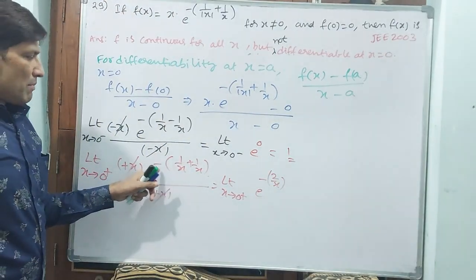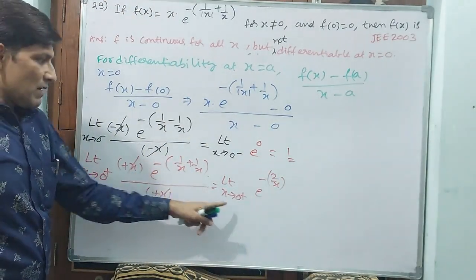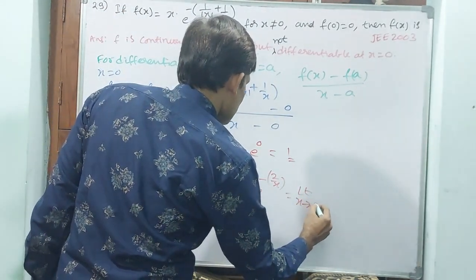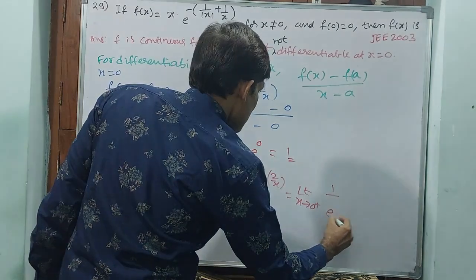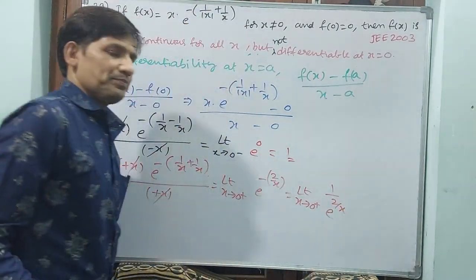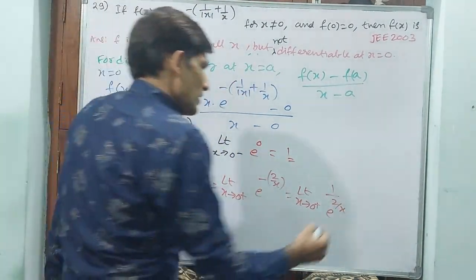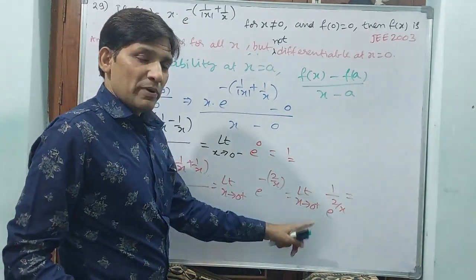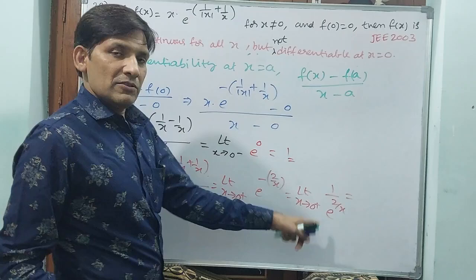E power minus 2 by x. Okay, what is this actually? Limit x tends to 0 plus 1 by e power 2 by x. Now I am not writing limit. Why? Because I am applying this 0. Why? Because 0 plus or 0 minus, if you apply 0 only out apply.